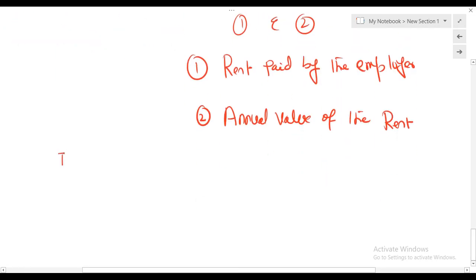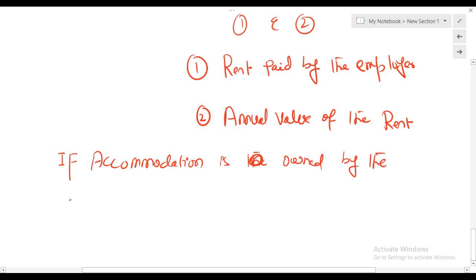If accommodation is owned by the employer, then rent benefit is annual value.